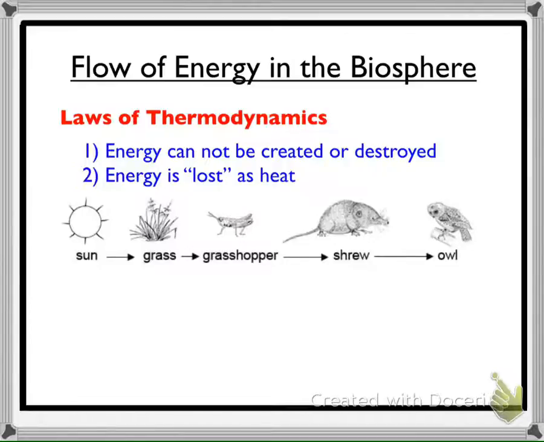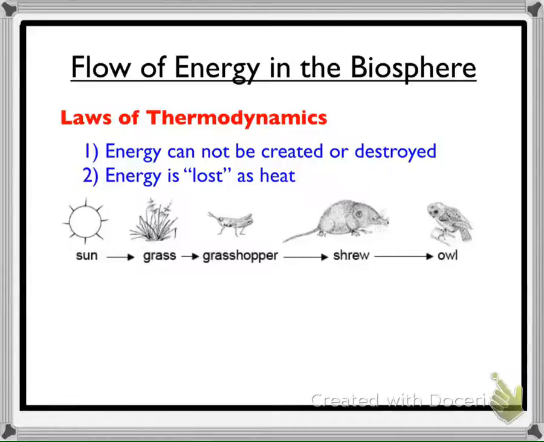So that tells us that the grass is not pulling energy out of thin air. It has to come from somewhere. We know it's coming from the sun. It also means that the energy that the owl possesses, when the owl dies, it doesn't just disappear. It has to go somewhere. Where does it go? Well, the second law of thermodynamics gives us a bit of a hint.